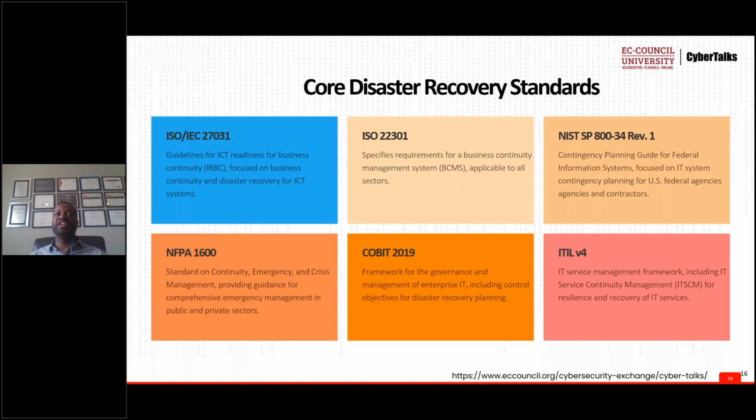Keep in mind, disaster recovery isn't just about the tools or policies. It's about protecting people, processes, and the continuity of the organizations that we serve.